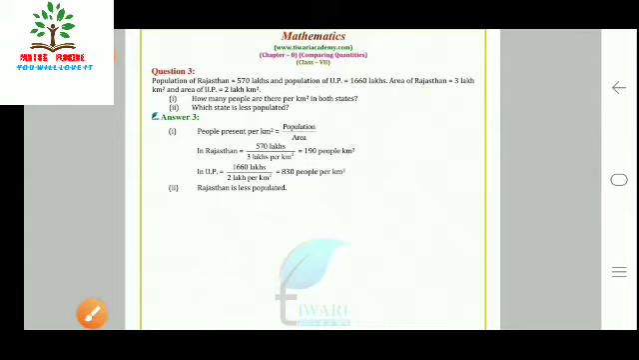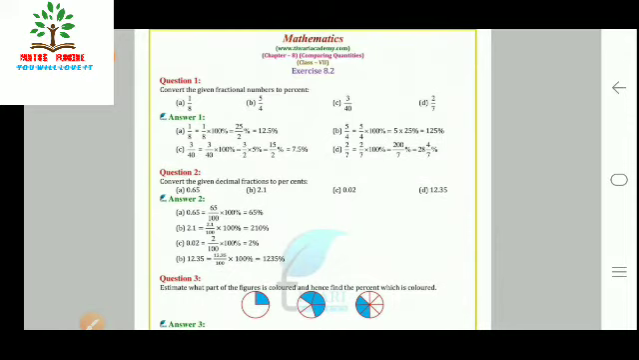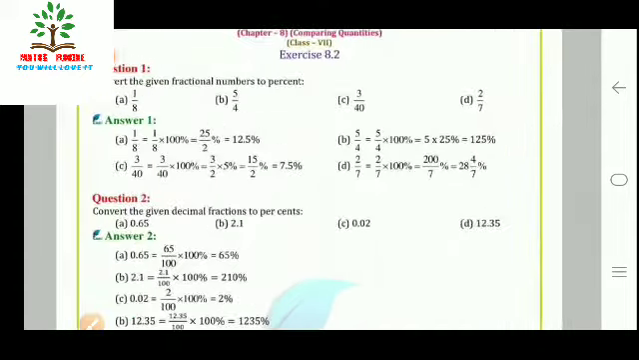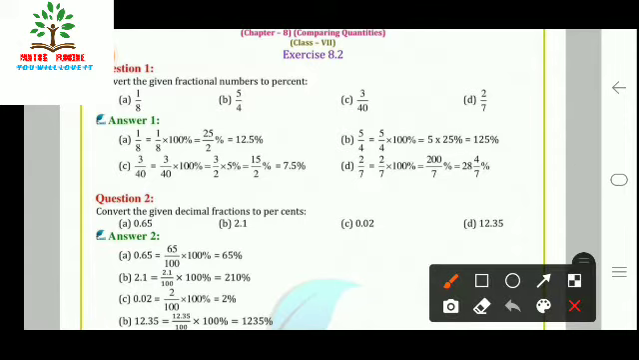Okay, now moving towards the next exercise, exercise 8.2. So in exercise 8.2, the question number 1, convert the given fraction numbers into percent. So the easiest way of converting this is, looking here, the first part is 1 upon 8. So 1 upon 8 multiplied by 100. So what we are doing here, we are multiplying by 100 as well as putting the sign of the percentage here. So result is 12.5%.